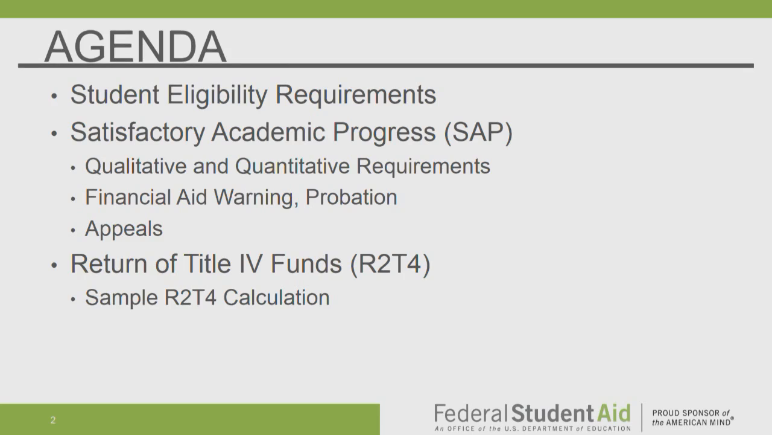So today's agenda, we're going to talk about student eligibility requirements. We'll go through the satisfactory academic progress policy, which includes the qualitative and quantitative portions. We'll talk about financial aid warning and probation, and an appeal if you follow through to that. The return to Title IV funds, Carla's going to handle that piece, so I'll turn that over to her once I get through with my presentation.